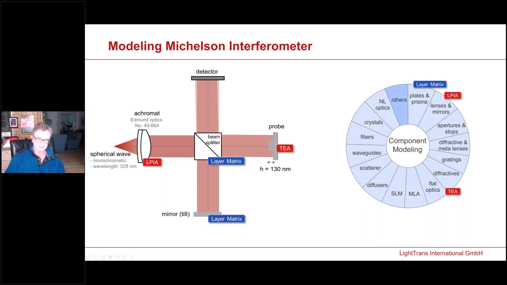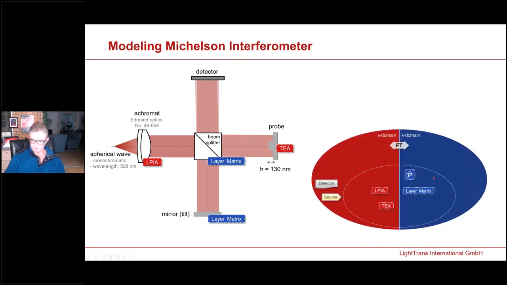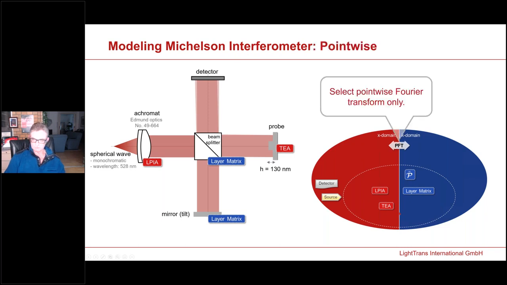The plane interfaces are done by layer matrix. That's just coating stuff. The mirror also coating stuff. And here, the plate we are modeling by T. So we take these three solvers. And now we're propagating through it. It means all solvers are in the pointwise domain. So we can do a pointwise modeling if we just enforce the pointwise Fourier transform. So let's do it. So we enforce the pointwise Fourier transform. So we have a full pointwise modeling.